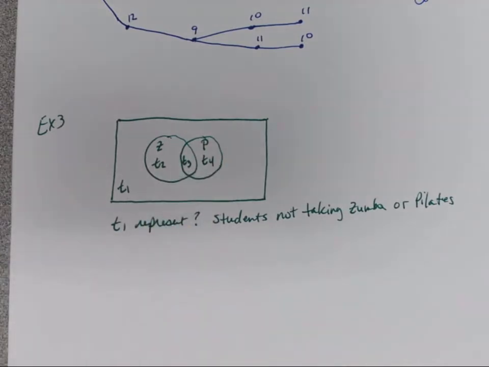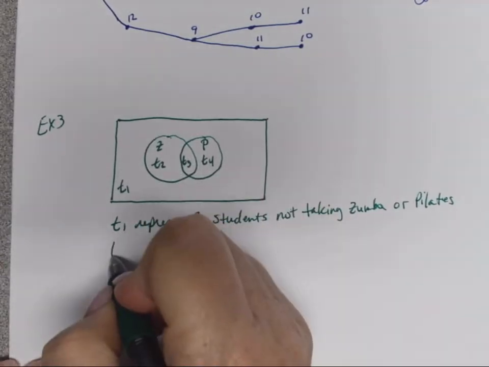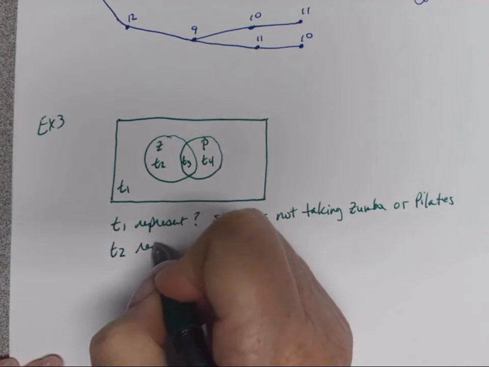They're just outside of it. They might still be interested in exercising or in physical fitness, but they are not taking Zumba or Pilates. Maybe they are actually doing something else. Maybe they're just walking, maybe they're jogging. Doesn't matter. We're just looking at Zumba and Pilates. All right, the second group, what would they represent?